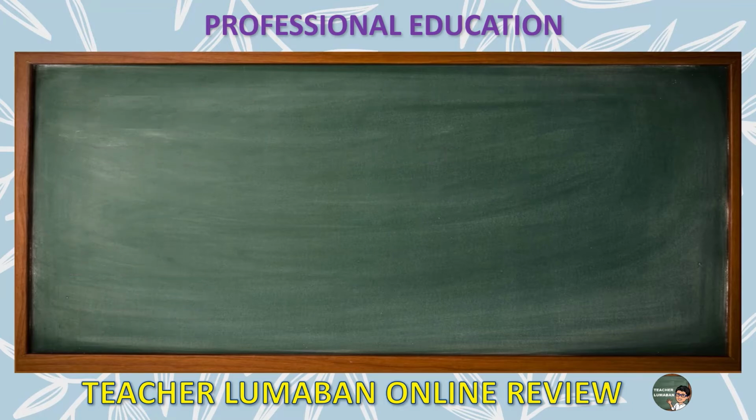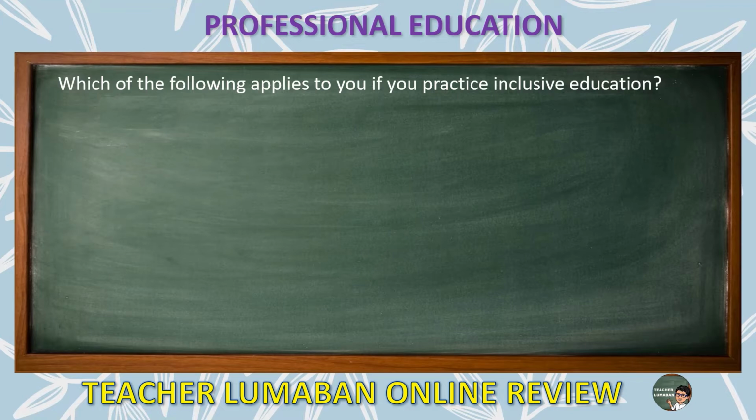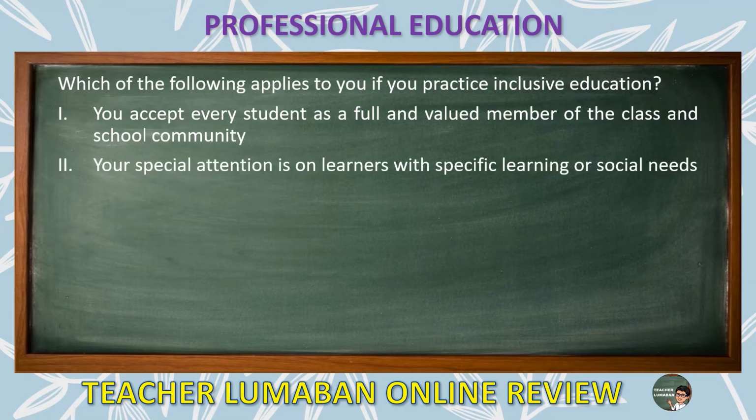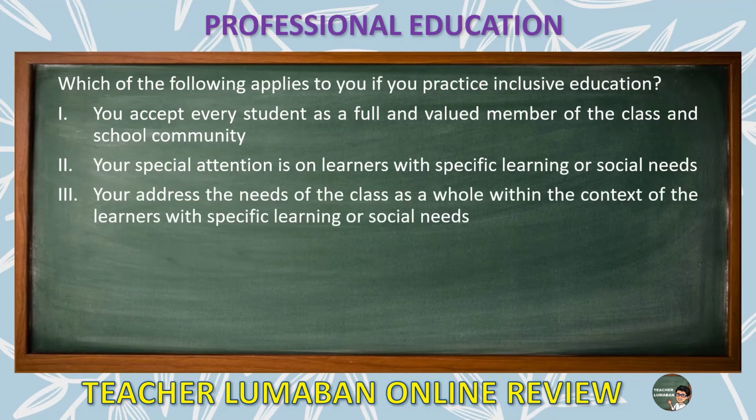Which of the following applies to you if you practice inclusive education? Roman numeral 1. You accept every student as a full and valued member of the class and school community. Roman numeral 2. Your special attention is on learners with specific learning or social needs. Roman numeral 3. You address the needs of the class as a whole within the context of the learners with specific learning or social needs.